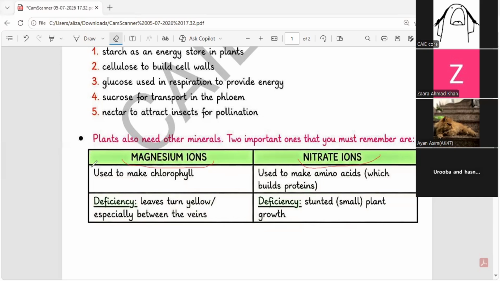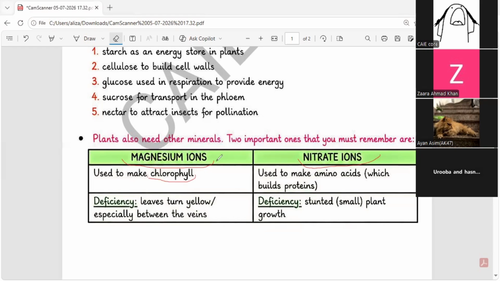And what is the use of these? The use of magnesium ion is that it is used to make chlorophyll. And we know how important chlorophyll is. We saw that without chlorophyll, photosynthesis cannot take place. And if photosynthesis cannot take place, the plant cannot function and the plant will die.